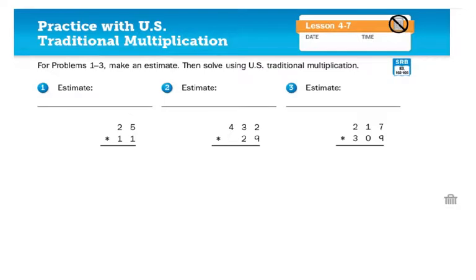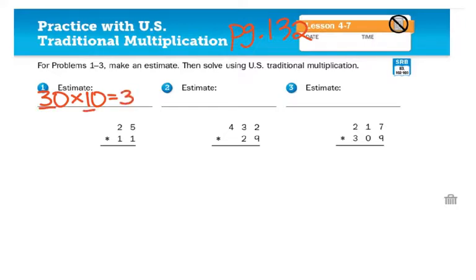Let's turn to your math journal and do a little bit of review with traditional multiplication. Turn to journal page 132. For problems 1 through 3, make an estimate, then solve using U.S. traditional multiplication. So 25 is closest to 30, and 11 is closest to 10. So this just becomes an extended fact.